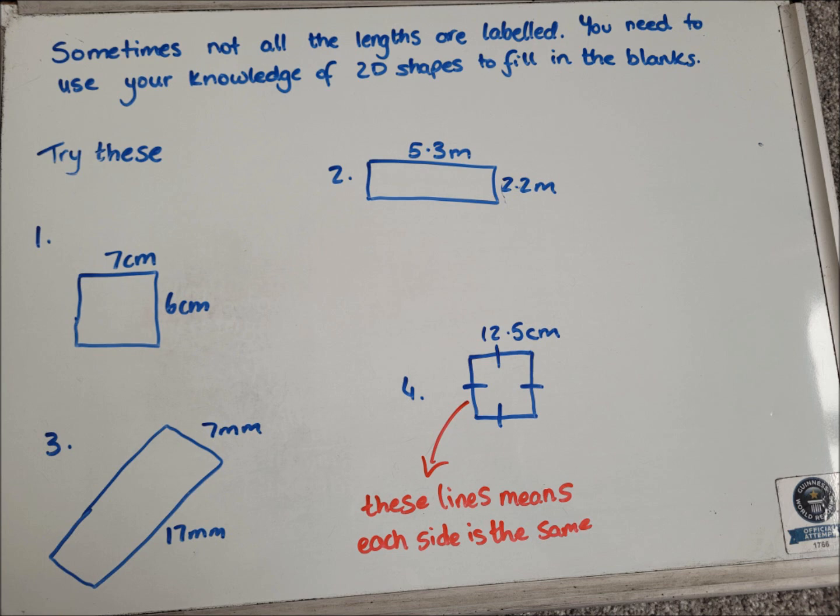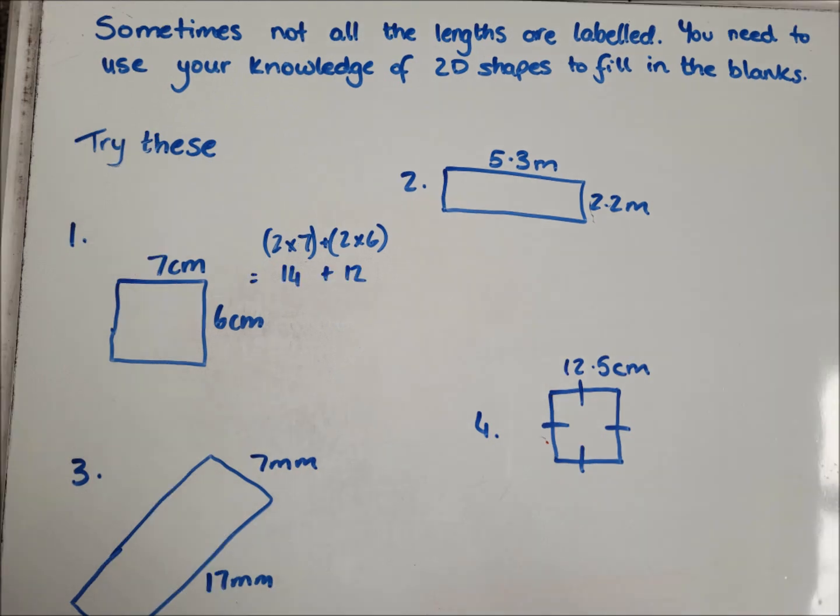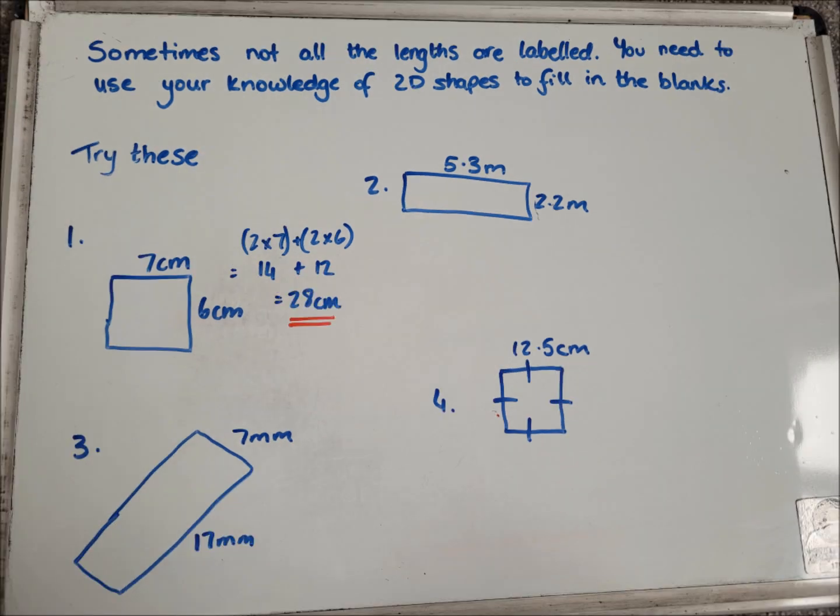Okay, we're going to quickly run through the answers for these problems then. I'm going to show them as the multiplication method, but if you've used addition, that's absolutely fine. So for question 1, I had 2 times 7 add 2 times 6, which should be 14 add 12, which gives me 28 centimetres for question 1.